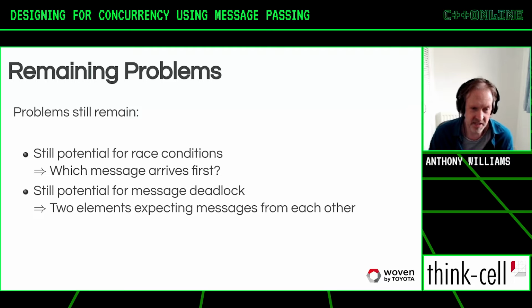And then there's still the potential for message deadlock. Now, this is not OS level deadlock. You're not having mutex blocks that are blocked, but you can have two elements that are waiting for messages. And so node A sends a message to node B and is waiting for a response. At the same time, node B sends a message to node A and is waiting for a response. Both of them waiting for a response. Both of them not going to do anything until they get that response. You can have deadlock. So you need to think about this when you're designing your system.